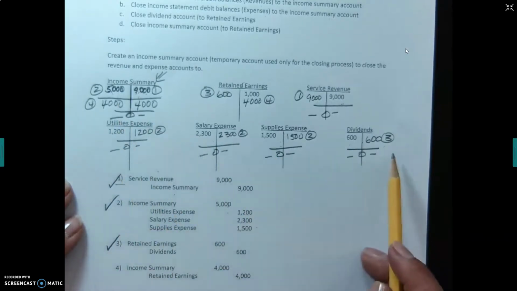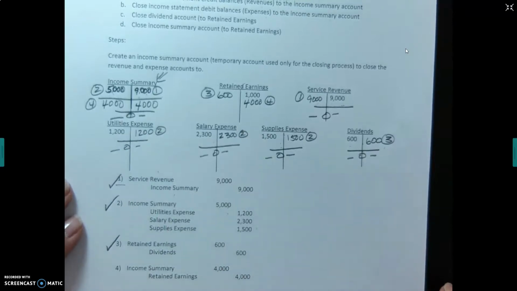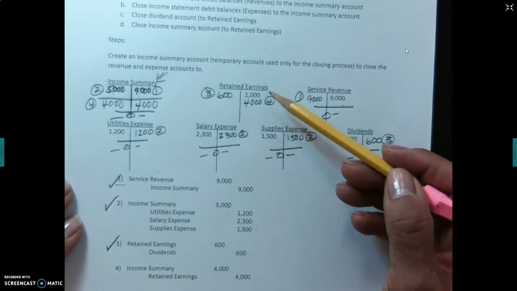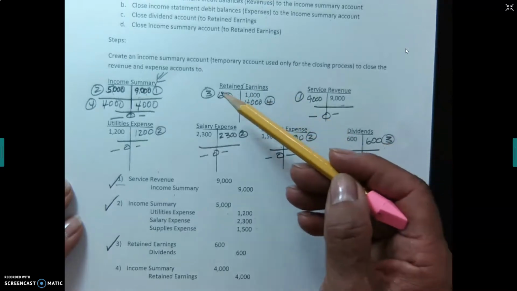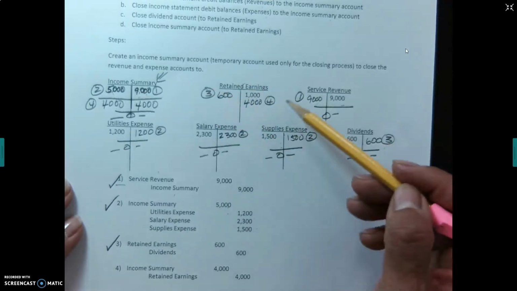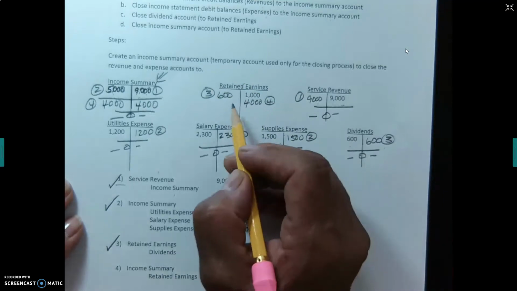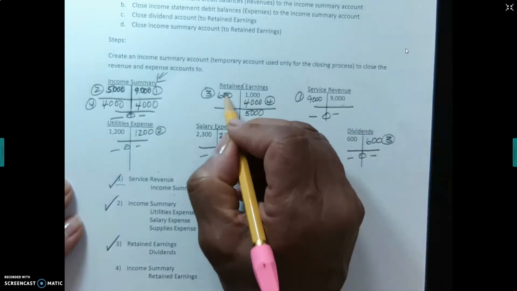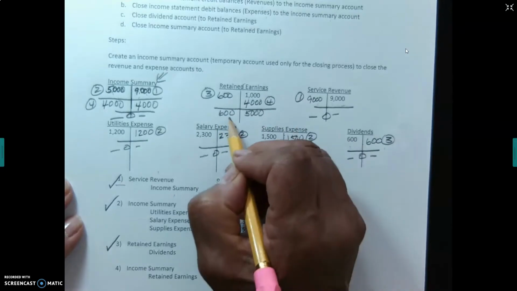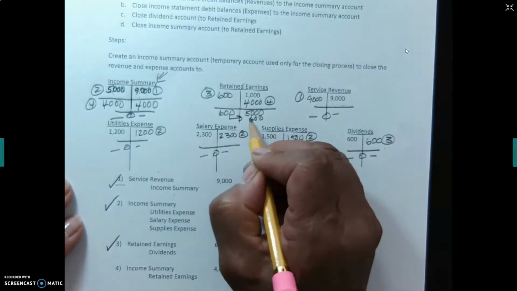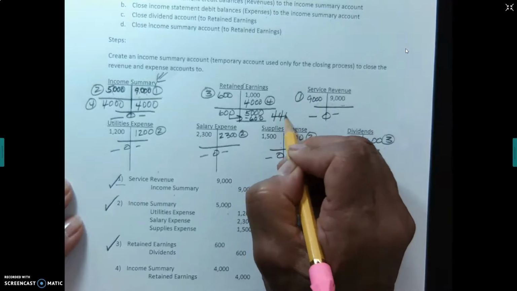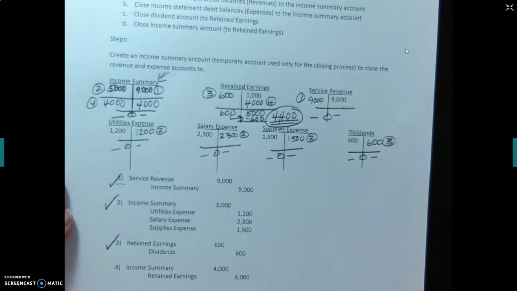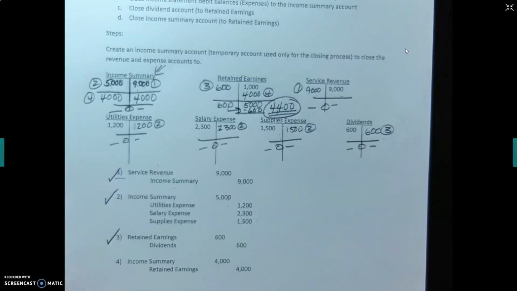So now all of our accounts are 0 except for retained earnings. What retained earnings has is the beginning balance that it started the period with, the net income for the period, and the dividends paid. So this is the update for the activity of this accounting period. To find the balance, we add our credits, and that's $5,000. Our debits equal $600. We take the smaller from the larger and we subtract. And our balance in retained earnings is $4,400. So that's the updated balance for the activity of this accounting period. So that is the closing entry process.